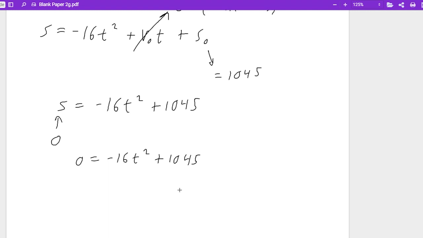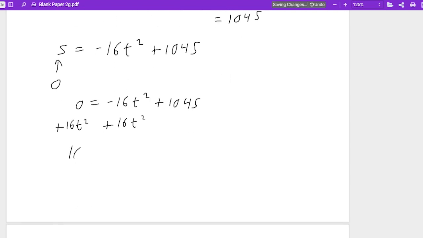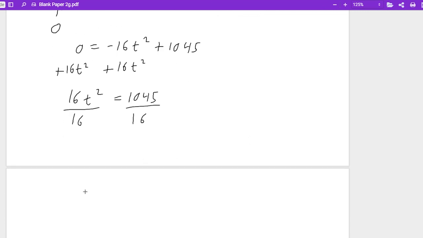Now once again, we have three strategies for solving this one. One is factoring, one is quadratic formula, and the other is solving using a square root. We're going to solve this using a square root, but first we are going to add 16t squared to the other side, like so. When we do that, we get 16t squared equals 1045, and then we can even divide both sides by 16. So now we have t squared equals 1045 divided by 16.